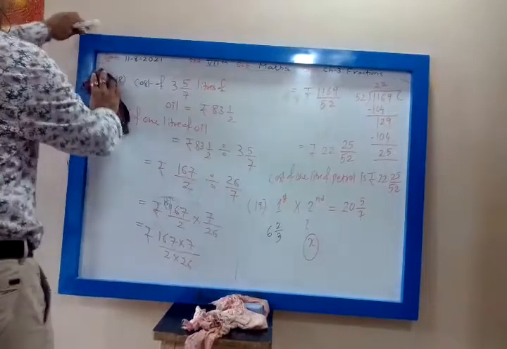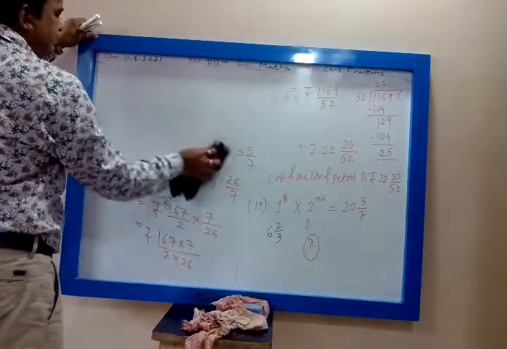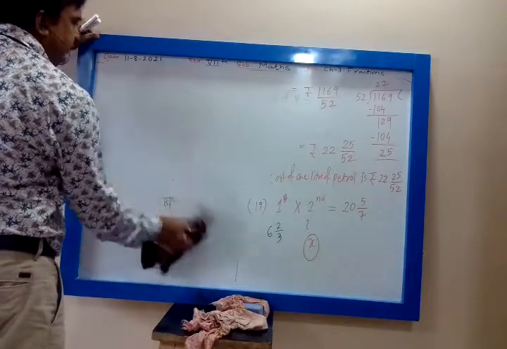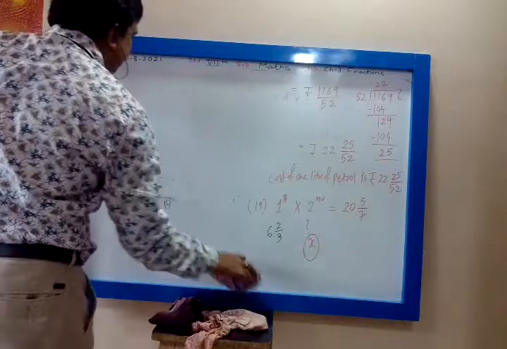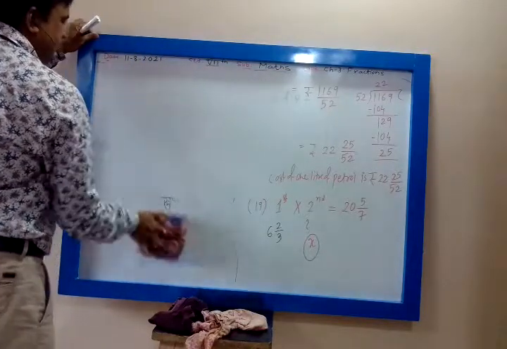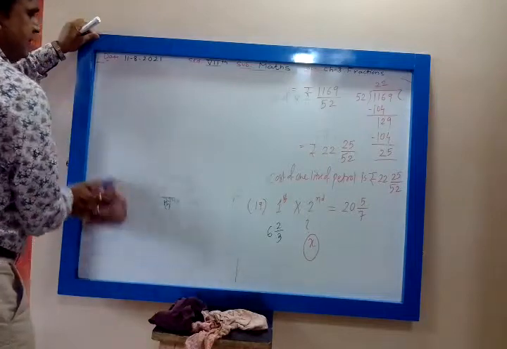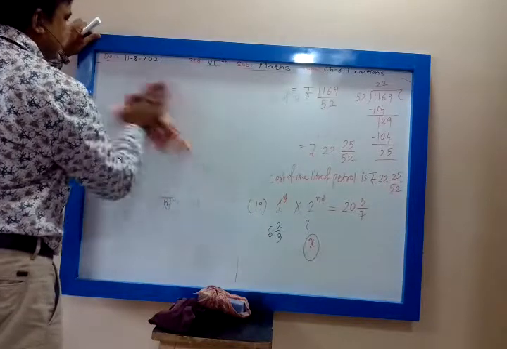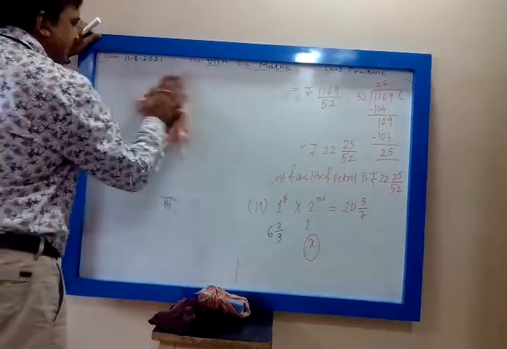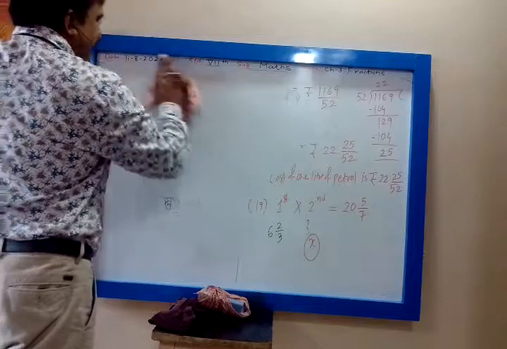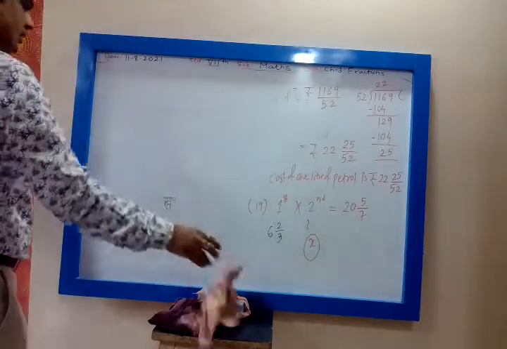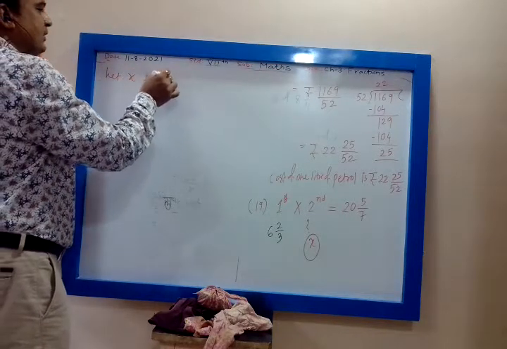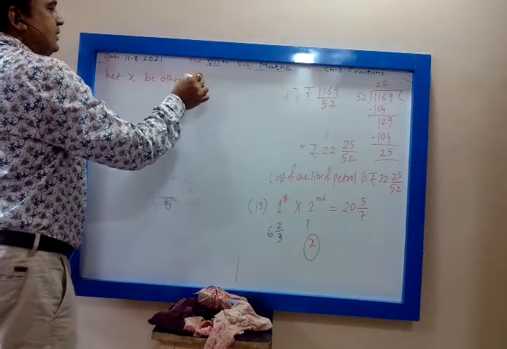So product means multiplication. So the product of two numbers is 20 5/7. One of the numbers is 6 2/3. Find the other number. So we write: let x be the other number.